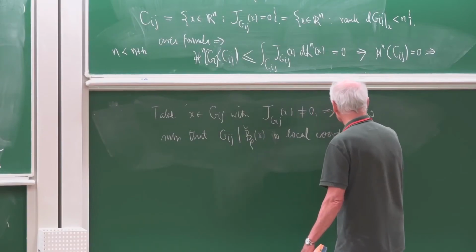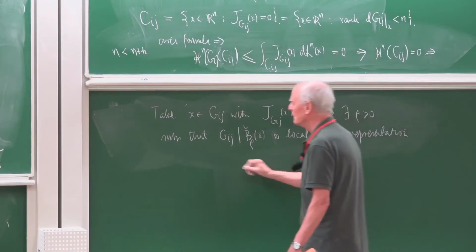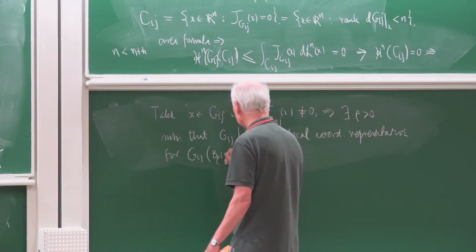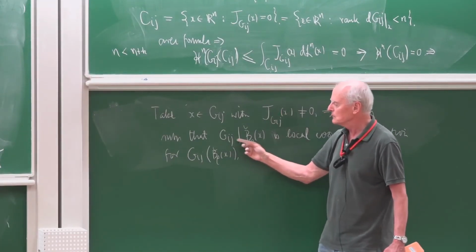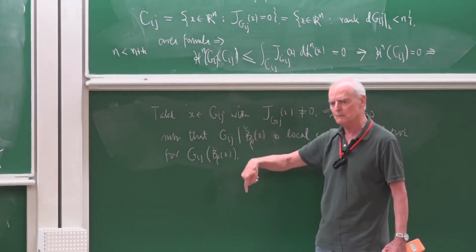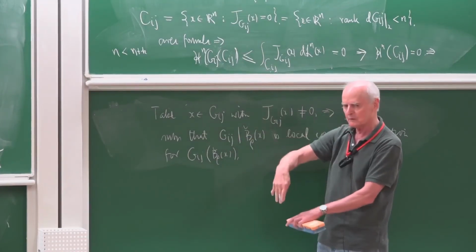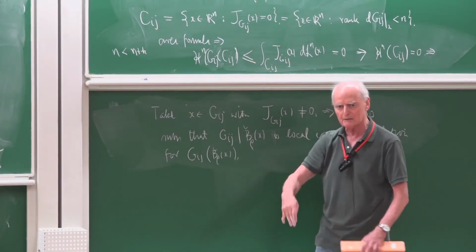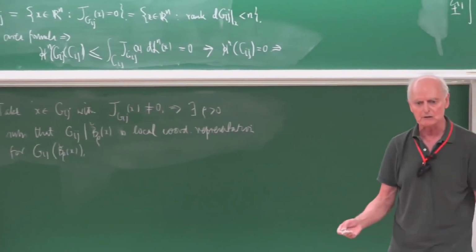Local coordinate representation for the image set Gij of B rho of x. You remember this argument? It involved using the inverse function theorem. You compose this with a projection onto an n-dimensional space. Notice this is mapping up into R^(n+k). So you can compose this with an orthogonal projection onto an n-dimensional space and apply the inverse function theorem to that. Remember that argument? Well, that's what that showed, that we've actually got a local coordinate representation in that way.